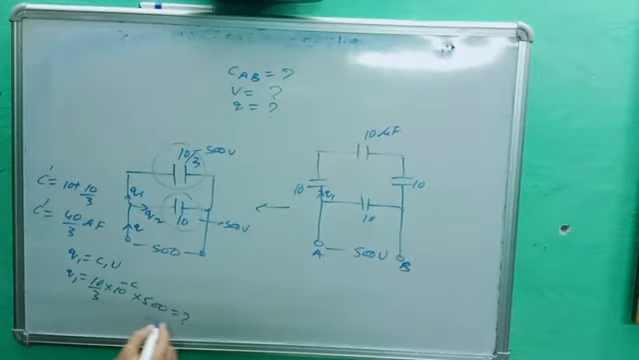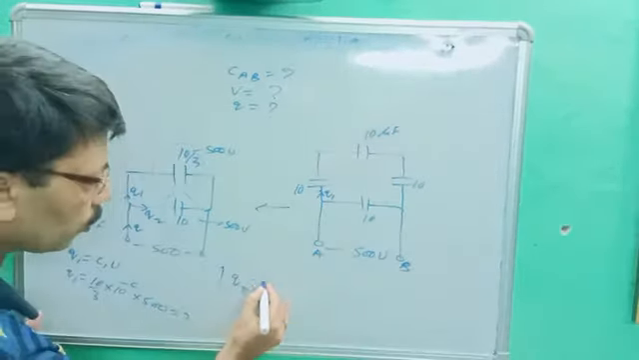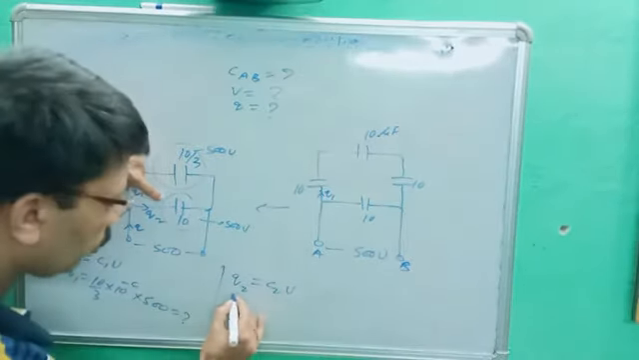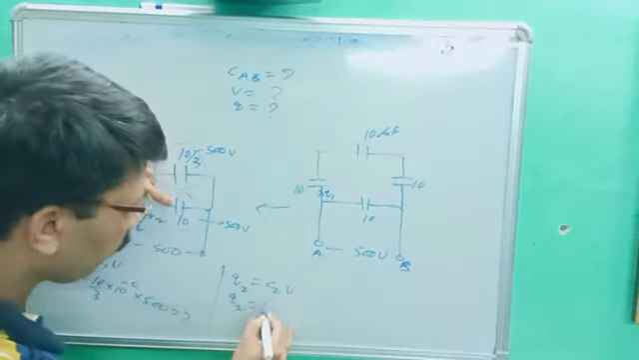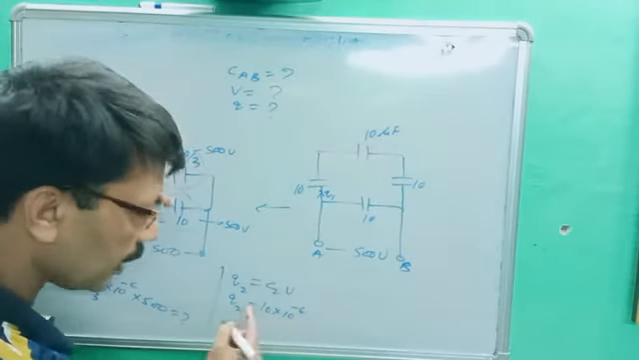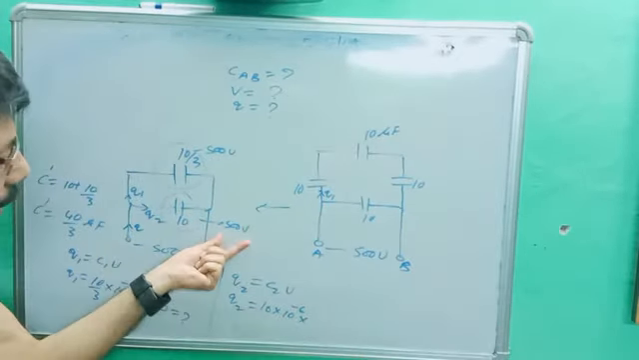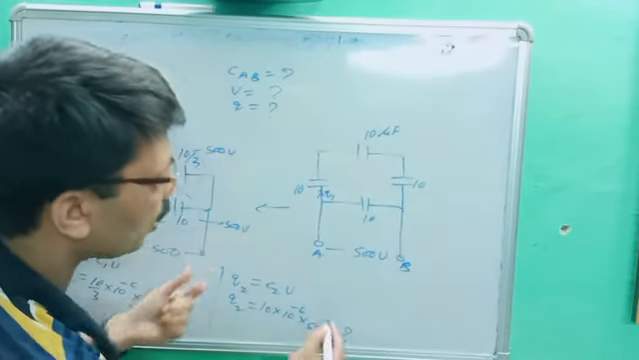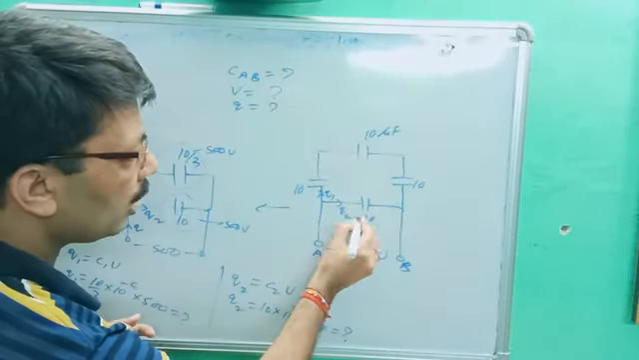Q1. Similarly, what is the value of Q2? Q2 is equal to C2V. What is the value of C2 here? The value of C2 is given, 10 into 10 power minus 6, into what potential? Again we know the potential. Potential is 500. Now again you can calculate the value of Q2.